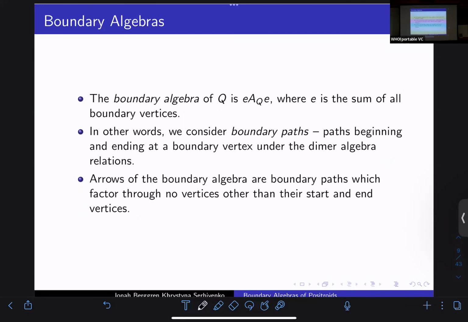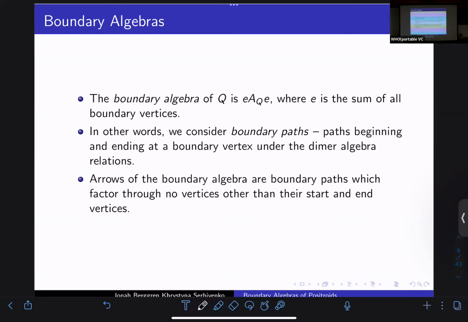Okay, this one's in the title. A boundary algebra is, we have some dimer model and we're looking at the same relations, but we're only looking at the boundary paths now. So we're only looking at the paths that start and end at boundary vertices.